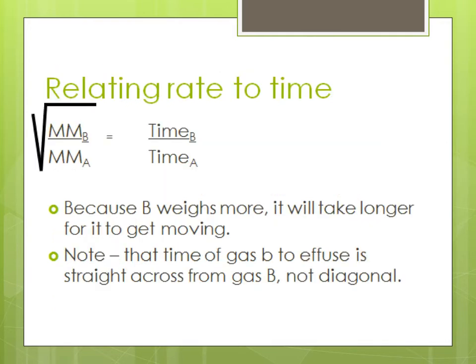We also sometimes have to relate time instead of rates. For example, a gas effused in 3 seconds. This time the difference is that we have time B over time A equals the square root of molar mass B over molar mass A. So this time it's not diagonal. The time of B is straight across from the molar mass of B, and the time of A is straight across from the molar mass of A.